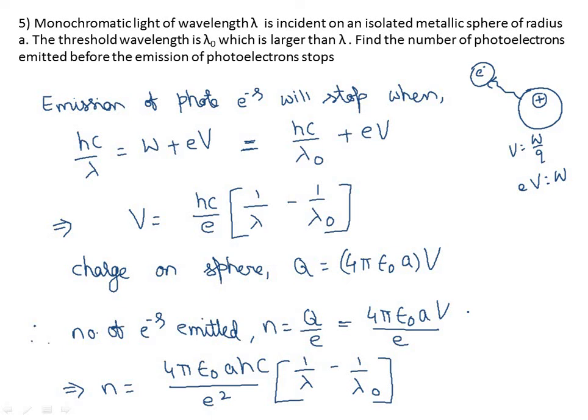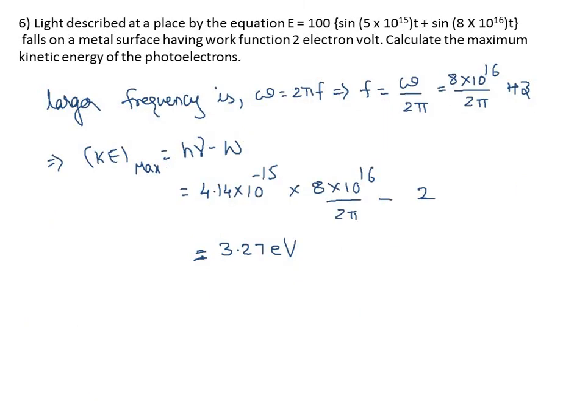Okay, light described at a place by the equation E equal to 100 sine of 5 into 10 power 15 t plus sine of 8 into 10 power 16 t falls on a metal surface having work function 2 electron volt. Calculate the maximum kinetic energy of the photoelectrons. This is also one of the different kinds of problems. Look here, the given light is this expression, E equal to 100 sine of 5 into 10 power 15 t plus sine of 8 into 10 power 16 t, right? Which means the given light is having two different frequencies.